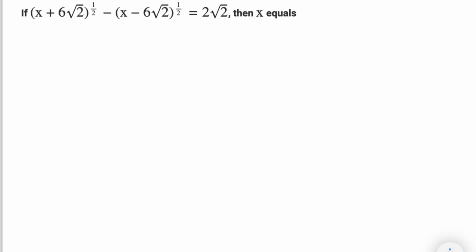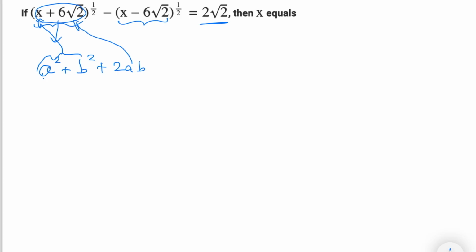The first approach is we have to observe that we have taken the square root of x plus 6√2. It's a surd. And the square root of x minus 6√2 is also a surd. And we have got 2√2, right? Okay, so what we have to understand is that by taking square roots of a surd, it is implicit that this surd is a perfect square, meaning this surd here is of the form a square plus b square plus 2ab, where a square plus b square is worth x and 2ab is worth 6√2. Okay, and that's our whole target now. We need to figure out the value of a square plus b square, which will be equal to x.